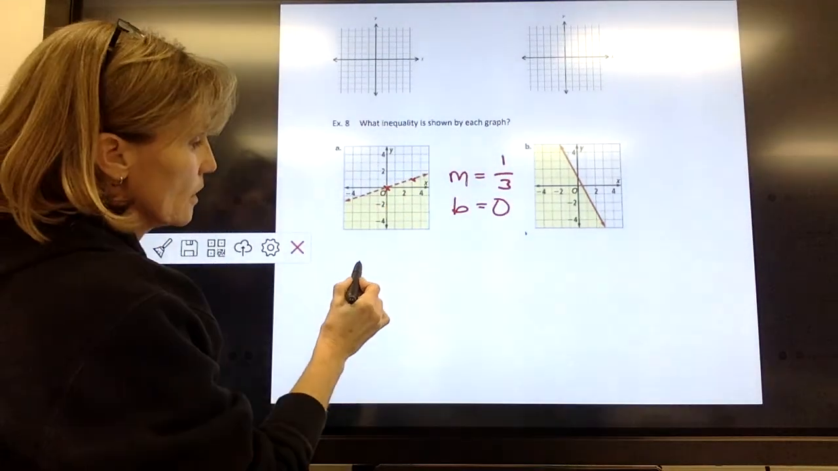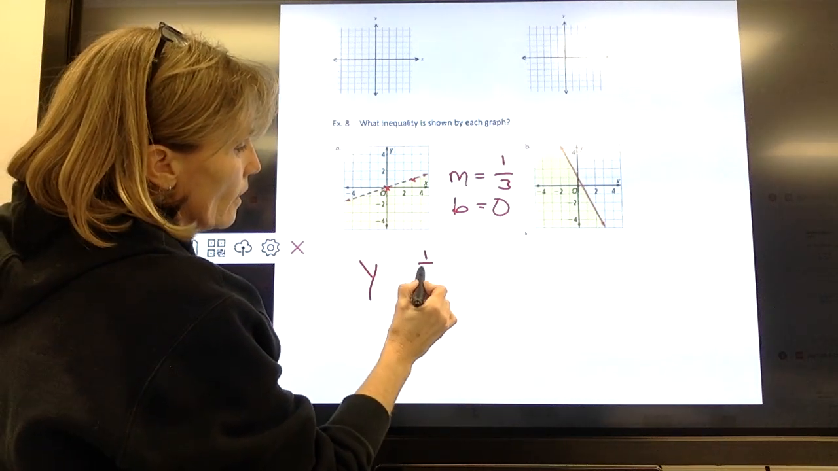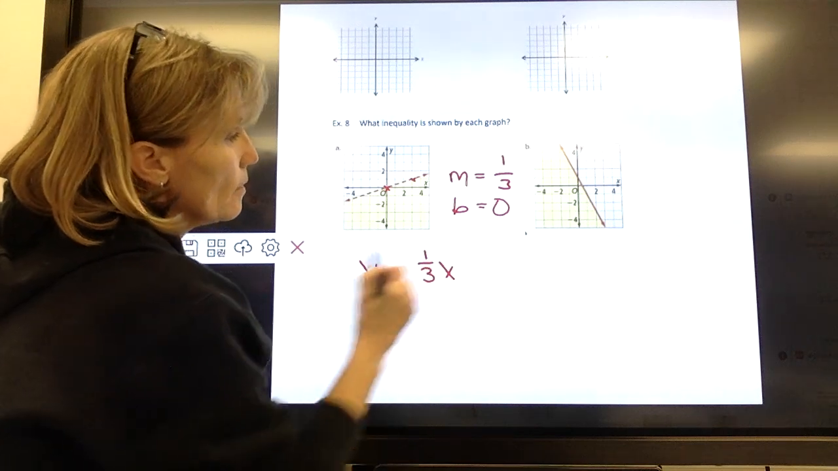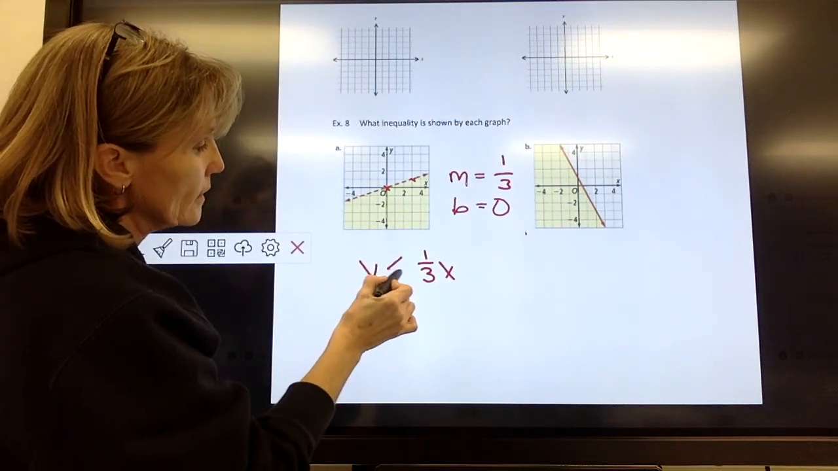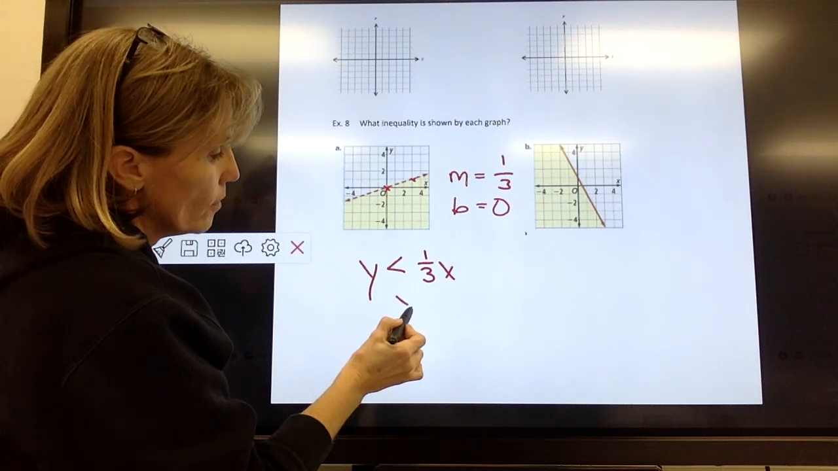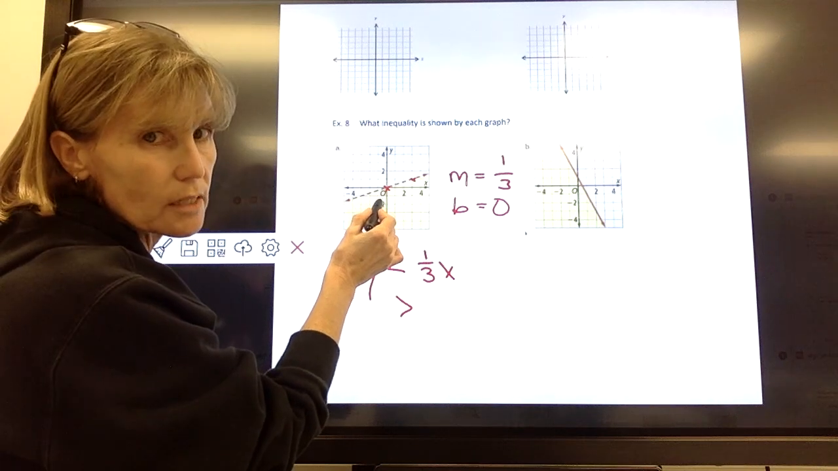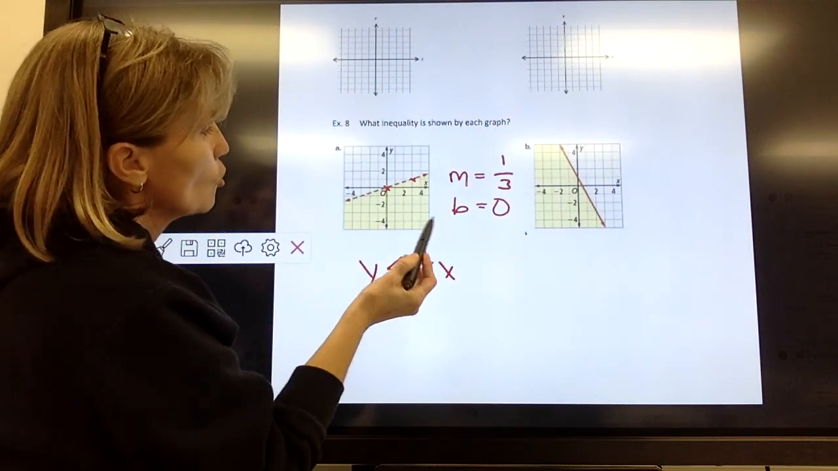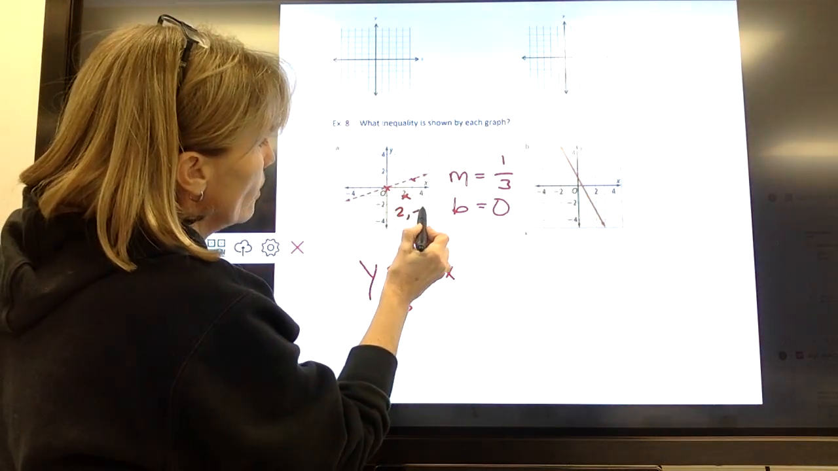Okay, so I'm going to say y. Now instead of saying equals, I got mx plus b. B is 0. Now I got to decide what inequality to put in there. Am I going to put a less than in there, or am I going to put a greater than in there? And you just have to decide. You can't use 0, 0 in this case because it's on the broken line. So pick a point over here. Okay, that point is at 2, negative 1.